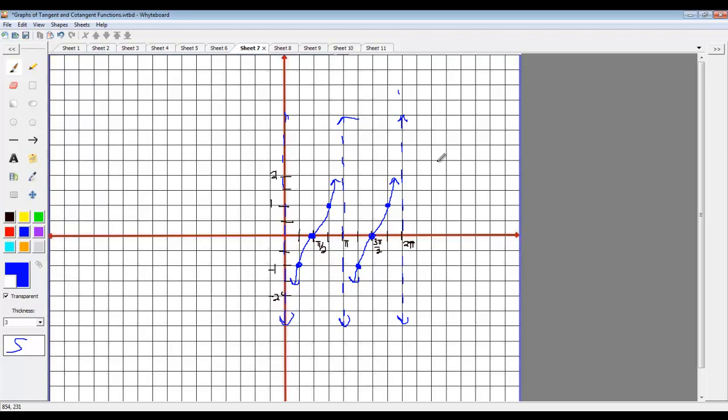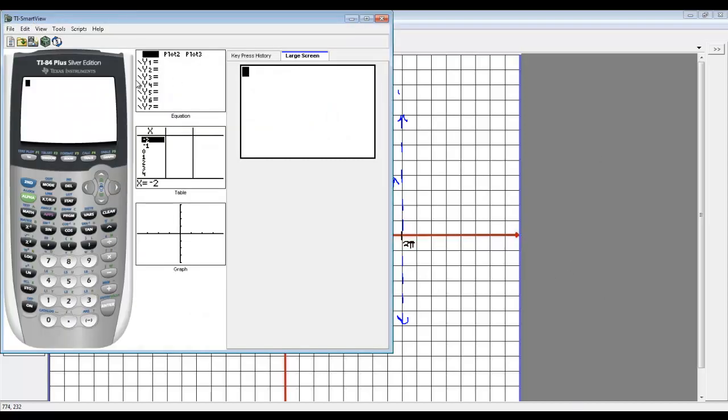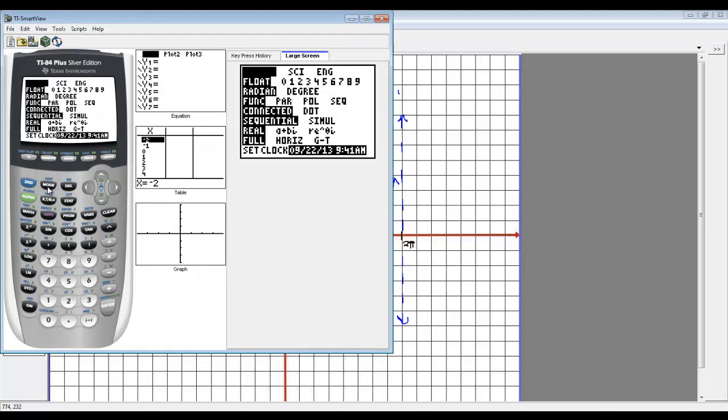Okay, let me show you how that's going to look on the calculator before we move on to cotangent. Let's look at this one we just did. Let's do it on the calculator. My mode right now is in radians.